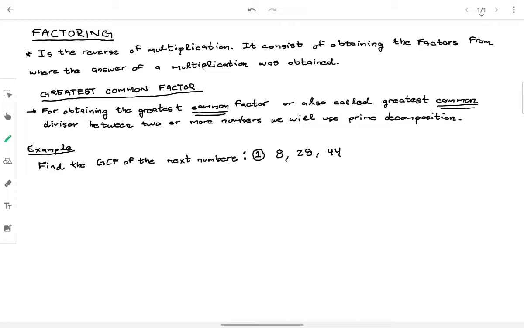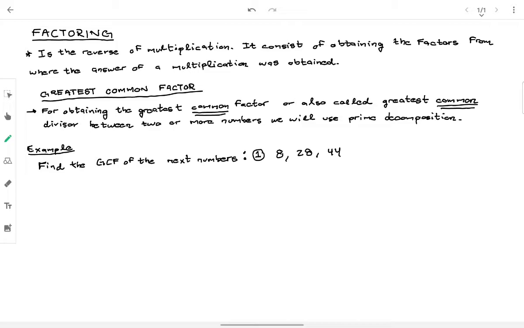So let's see. For understanding factoring, the first thing we need to know is what is the greatest common factor. The greatest common factor, also called the greatest common divisor, between two or more numbers, we obtain using prime decomposition. If we remember, we have used prime decomposition of numbers to obtain the least common multiple also. In this case, it's going to be a similar process, but we need to change how to obtain the answer. The process is the same, prime decomposition, but the answer will be a little different.